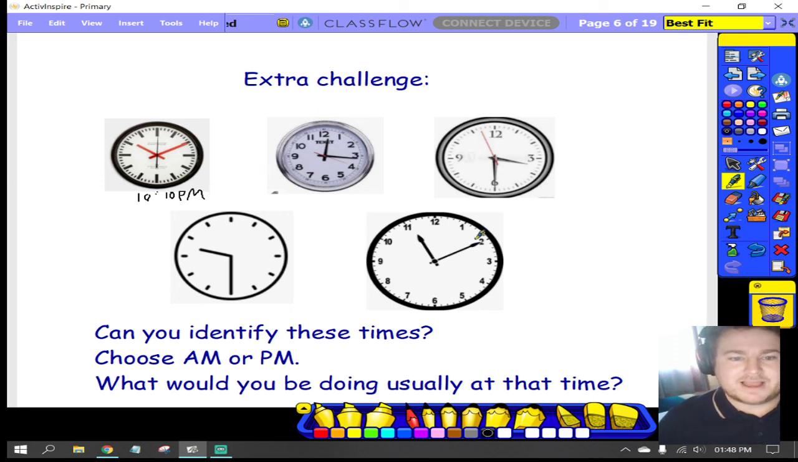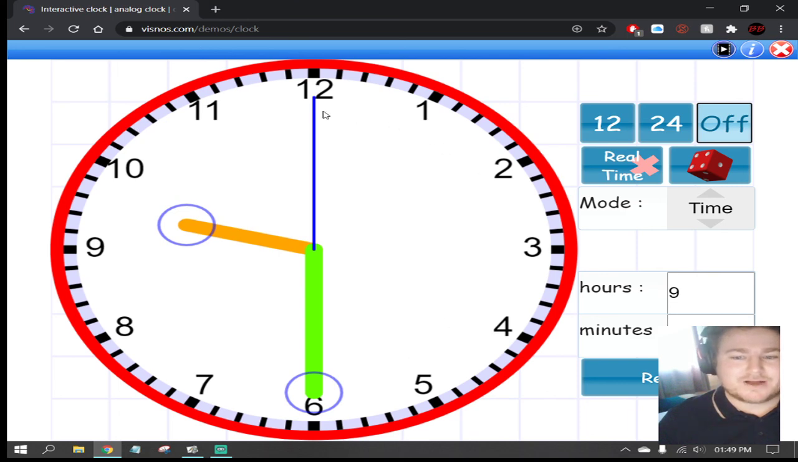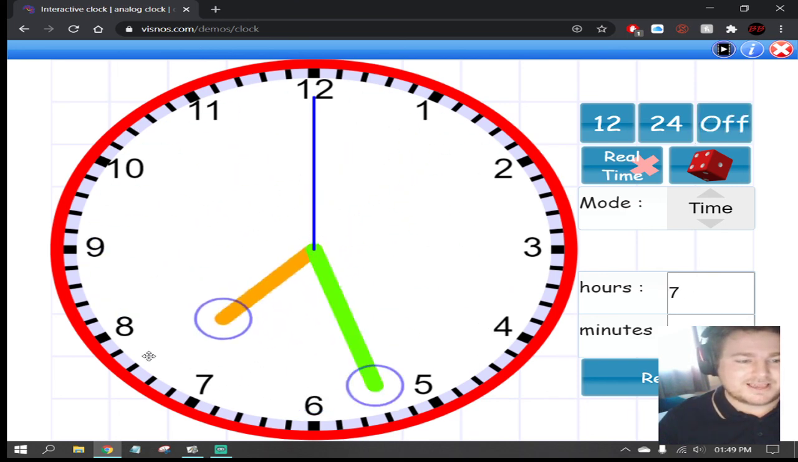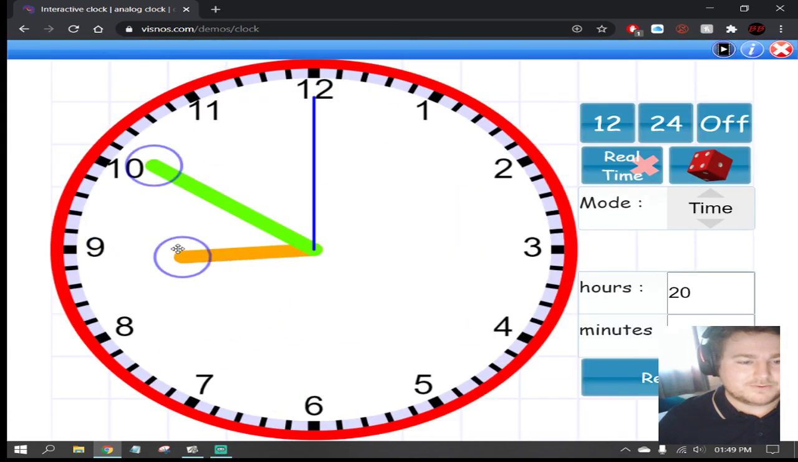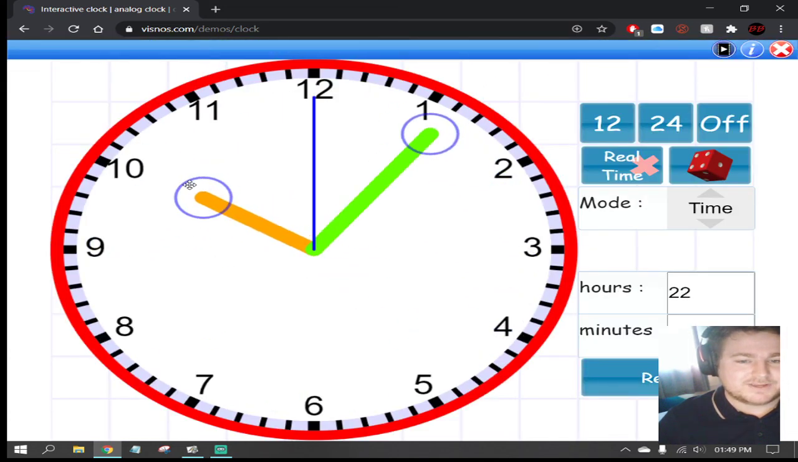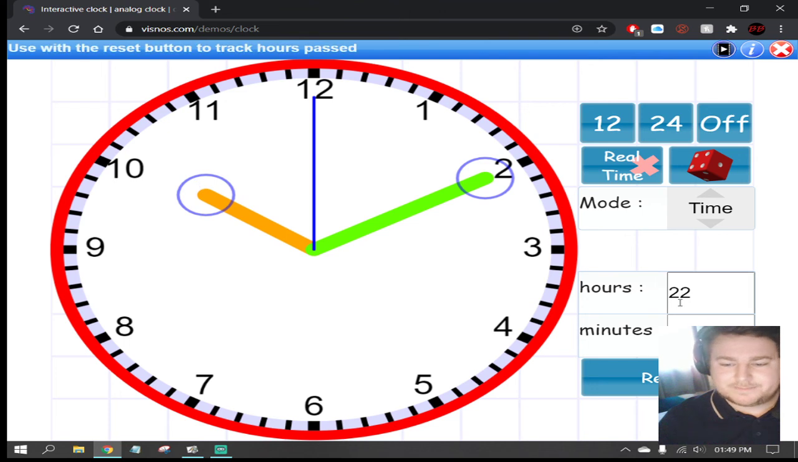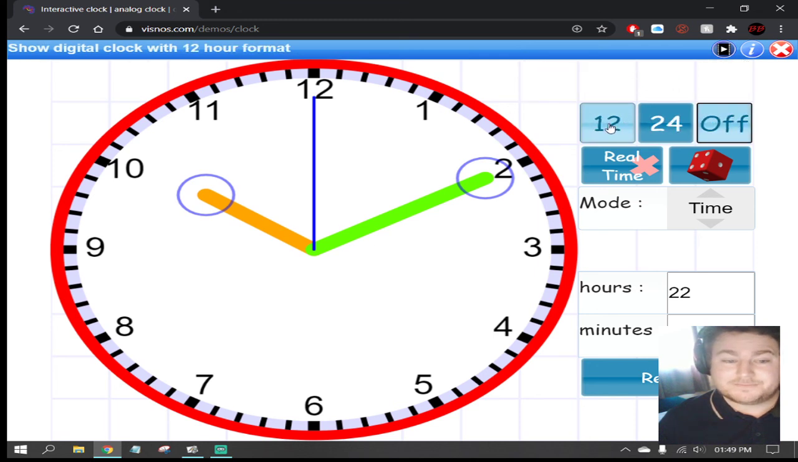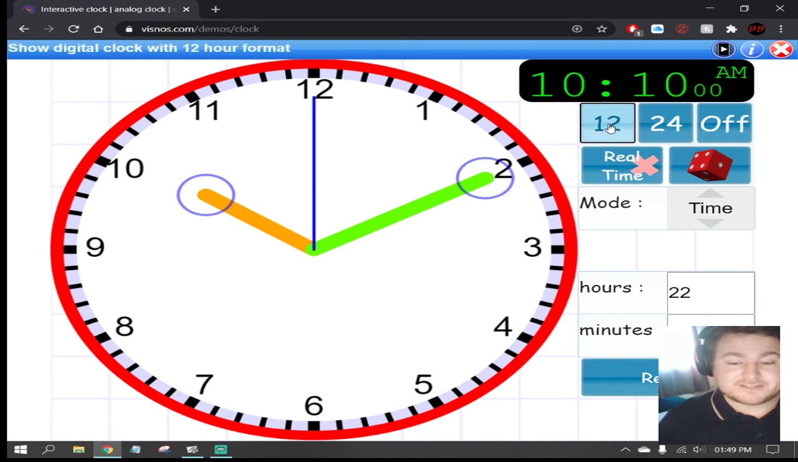So please have a go at the extra challenges. Thank you very much for today's lesson. Please use this clock as well. It's so handy. If you wanted to check your times, you can afterwards as well. 10, 10. There we go. So you could do it like that. Turn it off, turn it back on to check. You can use that as a resource as well.